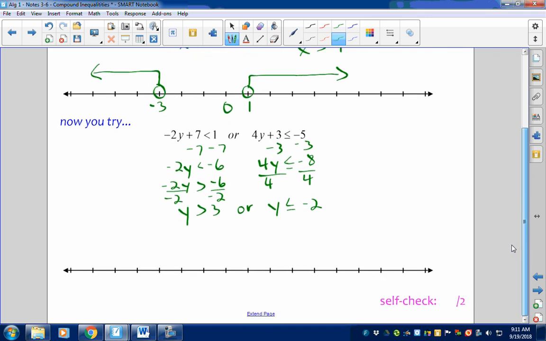And notice how the graph looks here, how it compares to the AND. So we have negative 2 over here. Y is less than or equal to negative 2, so closed circle going to the left. 3 is over here, open circle going to the right.